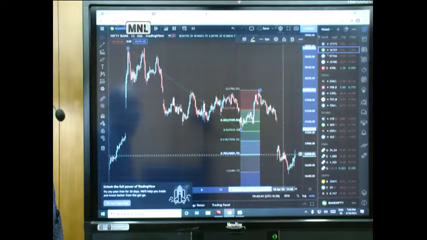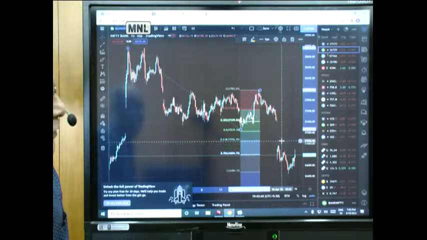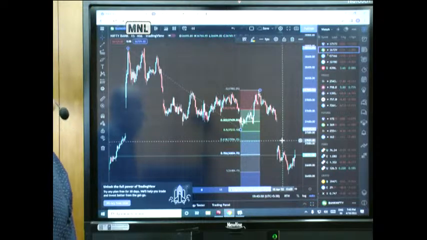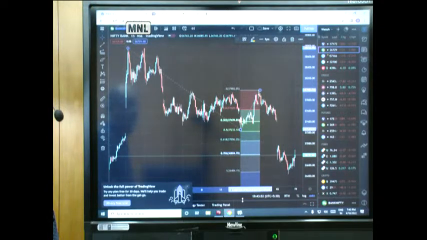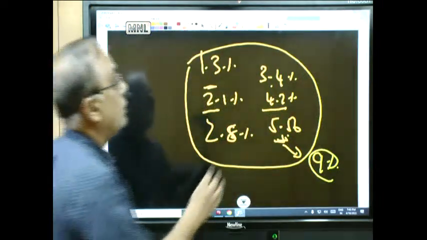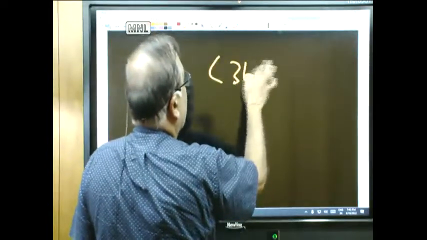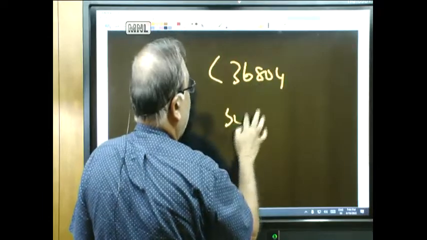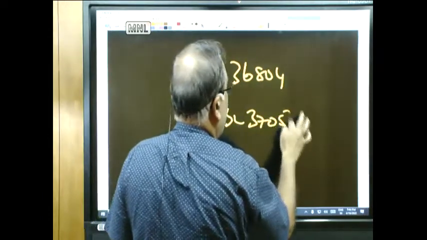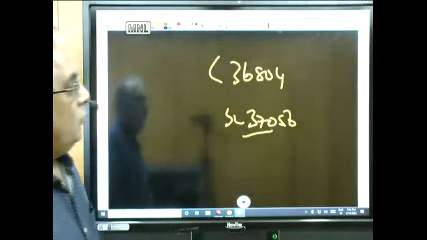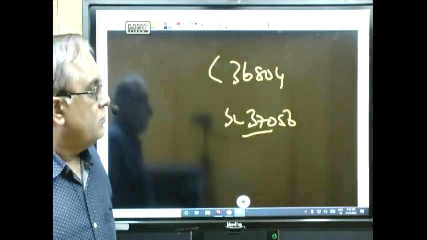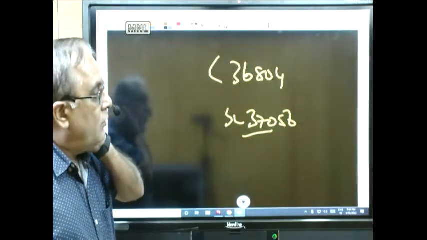Once it opened below, once it started to crack below 36,804, we should have put a stop loss about 37,056 and traded it. So the first thing was a sell below 36,804 with a stop loss of 37,056. Today we should have done this trade. Maybe something like 200 points or less than 200 points.